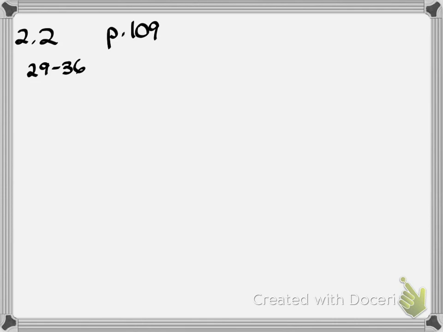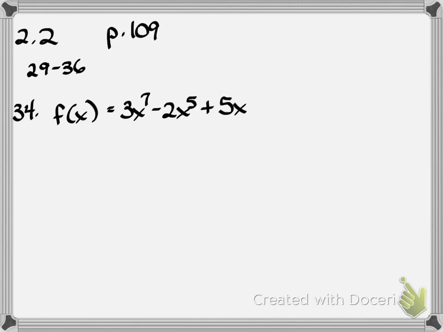Apply the leading coefficient test to describe the right hand and left hand behavior. I'll do 34. Looks complicated. f of x equals 3x to the 7th minus 2x to the 5th plus 5x to the 3rd plus 6x squared, all over 4. Well, that's kind of strange looking, because usually when we do leading coefficient tests, we have a polynomial, and now we've got this polynomial over 4.